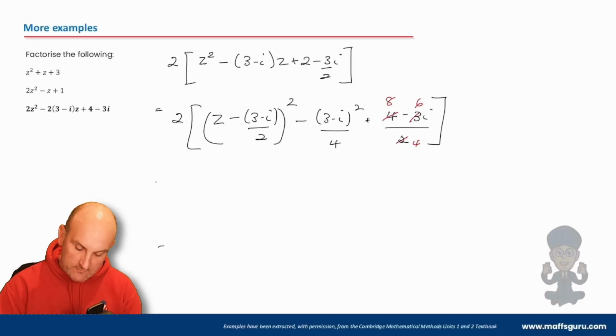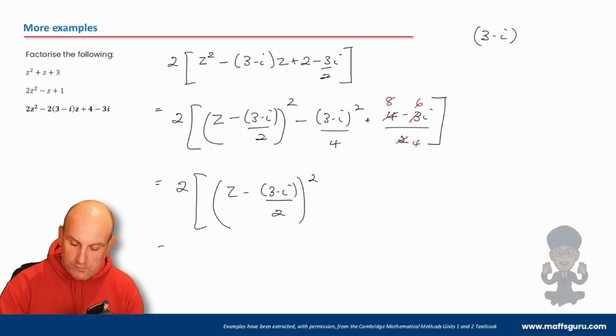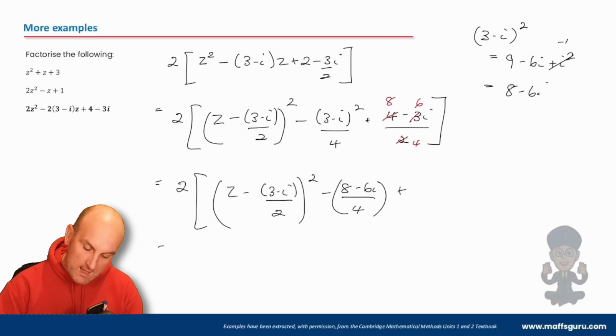All right, where do we go now? So 2 lots of z minus (3 minus i) all over 2 all squared. Right, so (3 minus i) all squared is going to give me 9 minus 6i plus i squared. Well, i squared is minus 1. So 9 minus 1 gives me 8 minus 6i. So that's going to be minus (8 minus 6i) on 4 plus (8 minus 6i) on 4. And guess what? Those two cancel.